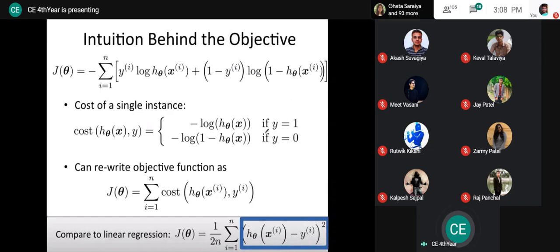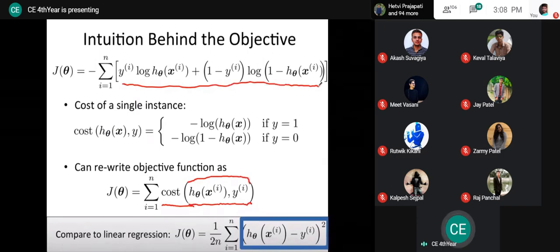Fine? And if we just write it like this, cost of h comma y, where this cost value is actually this minus and the full term. So this is the cost function of your logistic regression, right? And just try to compare this cost function with a linear regression cost function, right?